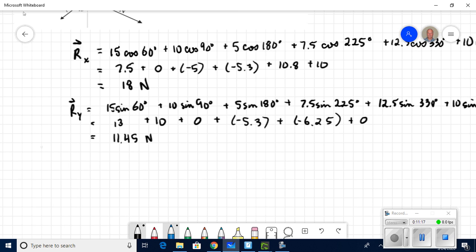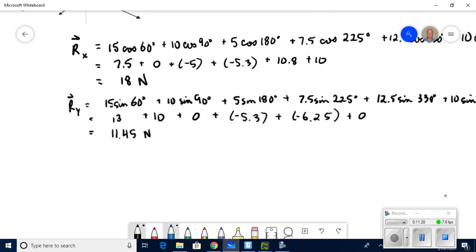Here, now we've got to do our rough little calculations here. Our total resultant vector will be 18 squared plus 11.45 squared. I get a total resultant vector of 21.3 newtons.